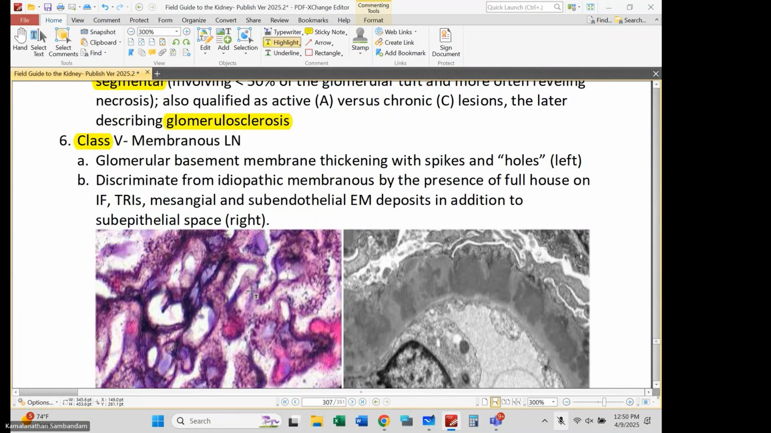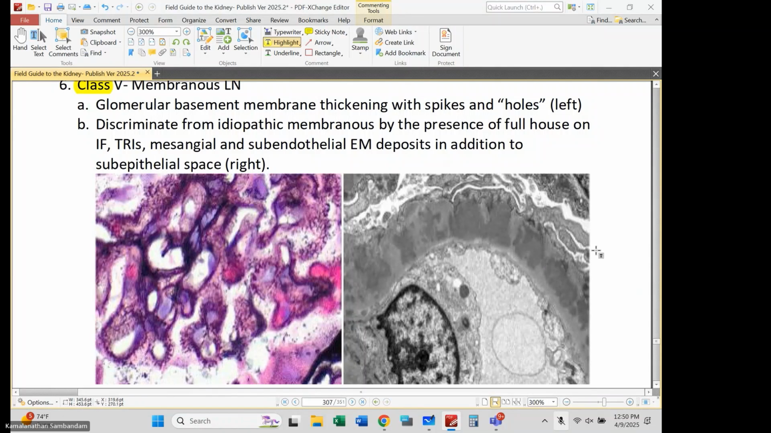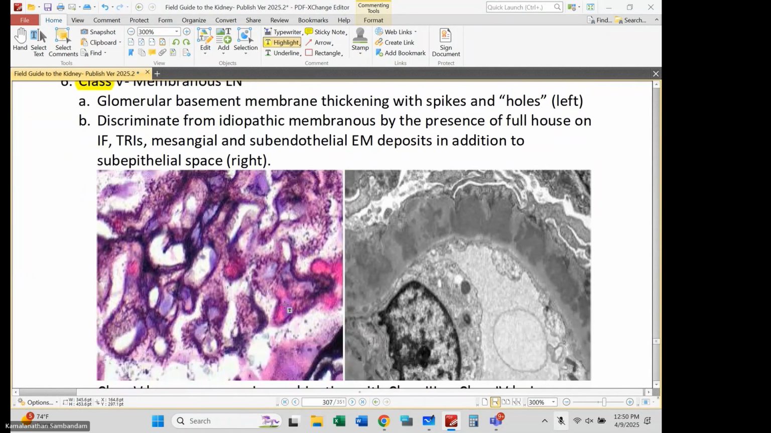Moving to class 5, that's the membranous lupus nephritis, where I see subepithelial deposits. So here would be an example of some, remember, here's the urinary space with the base foot processes, here's the endocapillary space, and these deposits are either intramembranous when you see membrane on both sides, or subepithelial, here's a subepithelial deposit. And again, spikes and holes are what you're looking for. Here are the classic spikes.